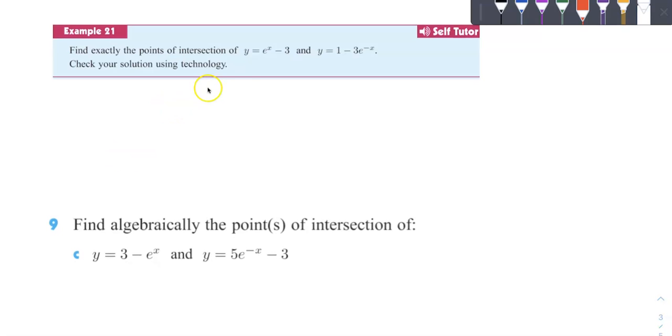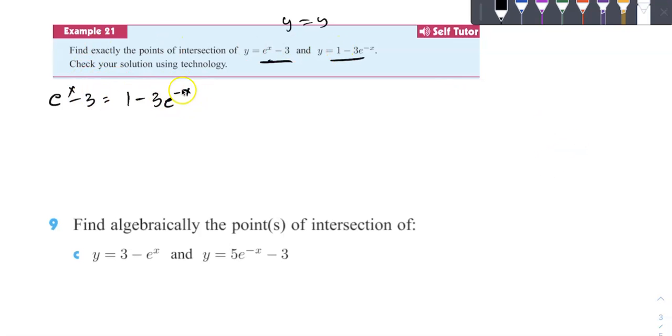Find the exact points of intersection of this and this. Check your solution using technology. So normally we do y1, y2 and graph and see where they cross. But it does say check your solution using technology, so they want us to not use technology at first. We're going to solve it the old-fashioned way, right? We want these to intersect, we want these to equal each other. We get e to the x minus 3 equals 1 minus 3e to the negative x.